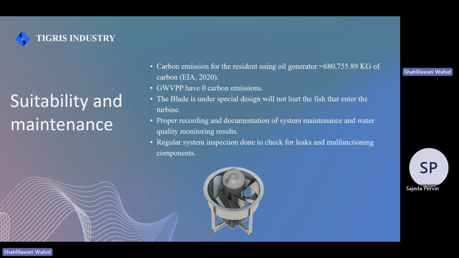And for the sustainability and the maintenance, we have calculated that when the residents near the River Tahan use the oil generator, it will generate 755.89 kilograms of carbon emission. However, if they use the electricity provided by the GWBP, the carbon emission will be 0.